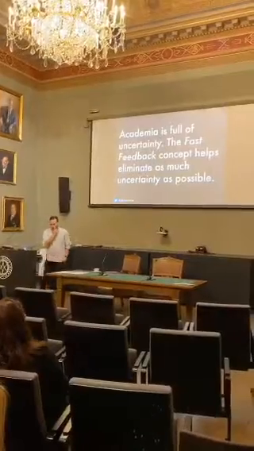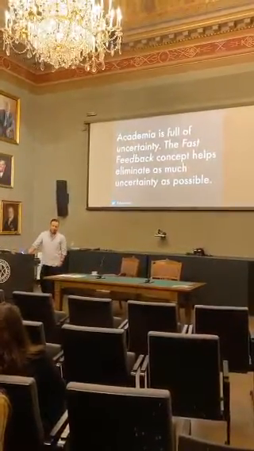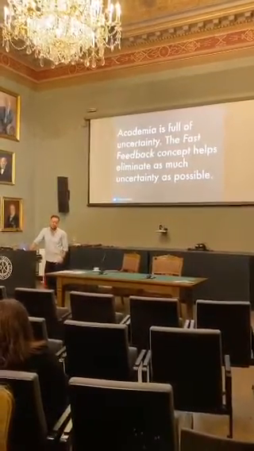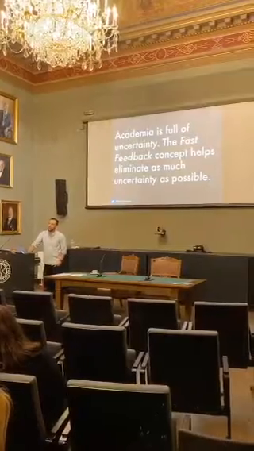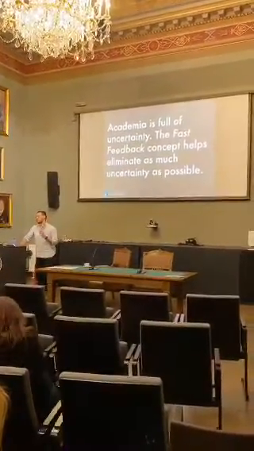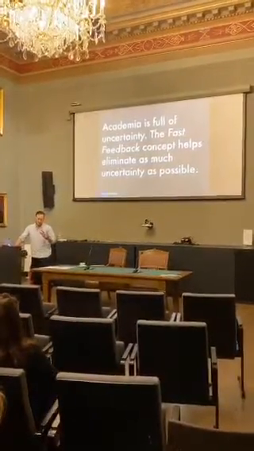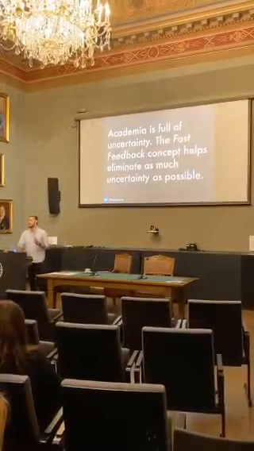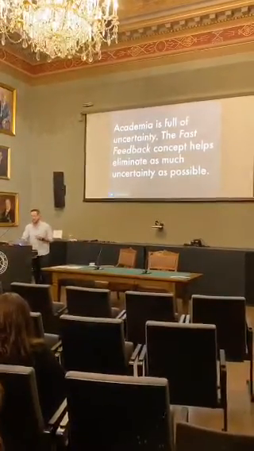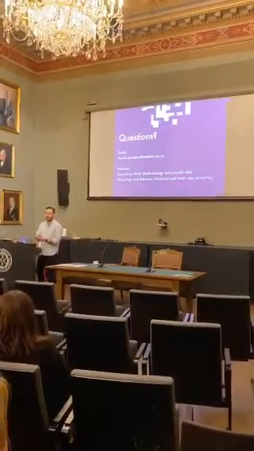Okay, to close up, academia is full of uncertainty. We don't know where we're going to be. I don't know where I'm going to be in a few years' time. It's full of uncertainty. We don't know where our tech is going to go, but using the fast feedback concept, we can reduce this uncertainty as much as possible. We can have a better understanding of whether our work is actually going to have some impact, rather than taking a guess and putting a lot of work out there only for it to have no impact in the future. So, thanks for your attention and very happy to take questions.